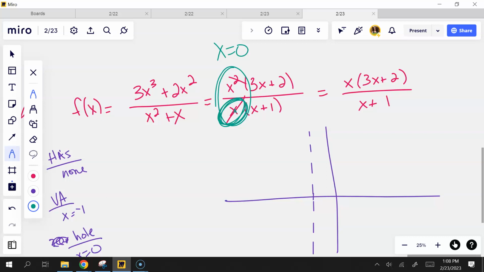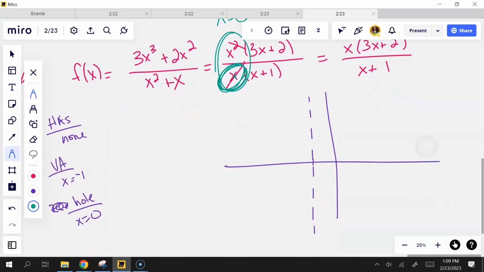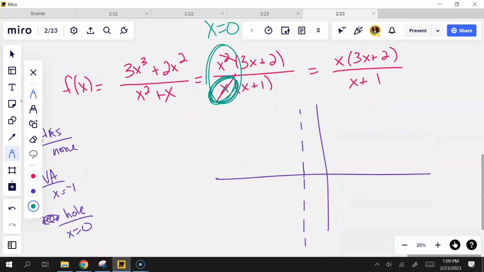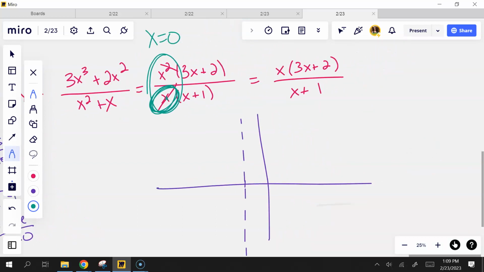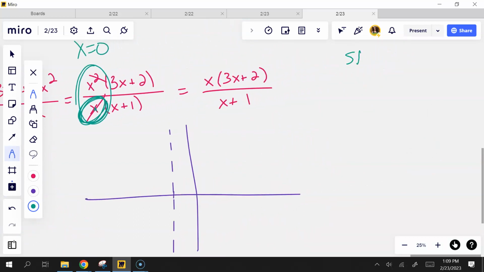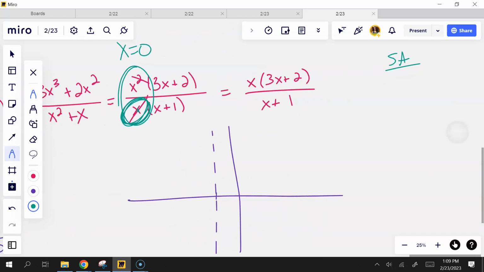Slant asymptote. That only occurs when the numerator has 1 degree higher than the denominator. So does this one have a slant? Yes, this one has a slant. So I need to figure it out. How am I going to figure out a slant? I'm going to do a division problem.